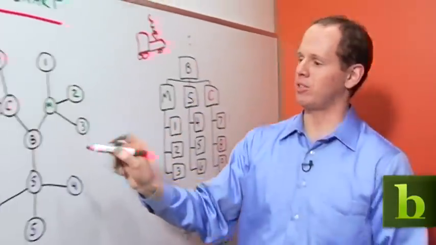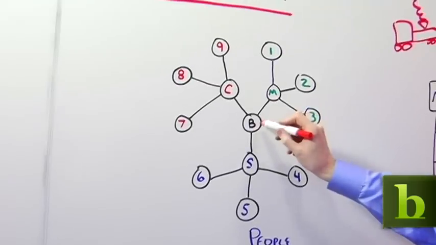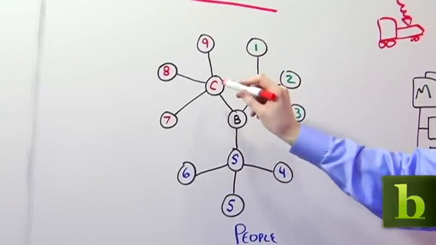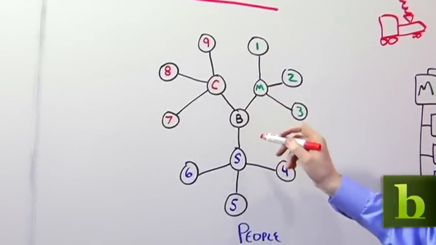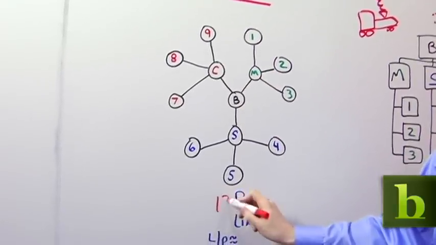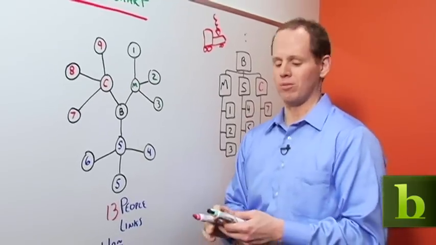Now, I've redrawn the picture over here somewhat differently. We still have the boss in the middle, and we still have the managers clustered around, and all the black lines are the same old links. So we have the same 13 people. But what happens in real life?